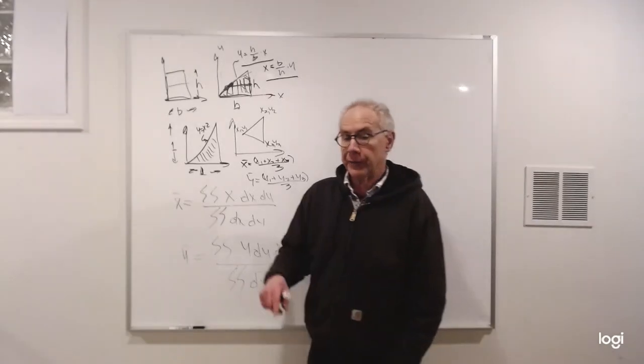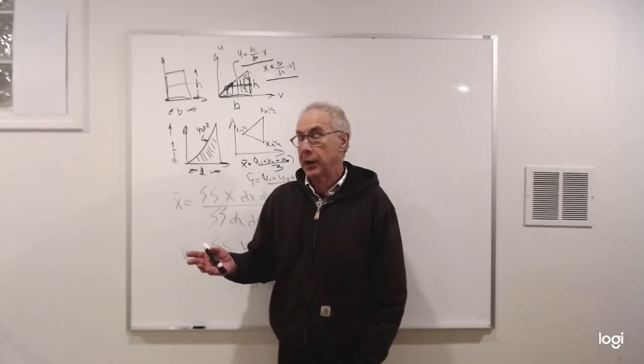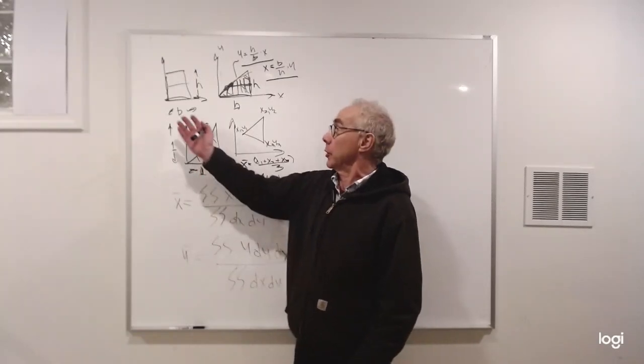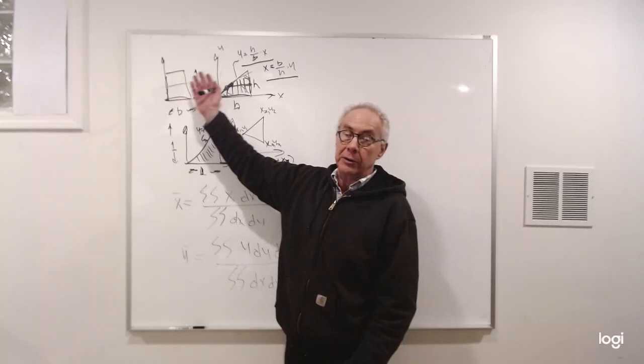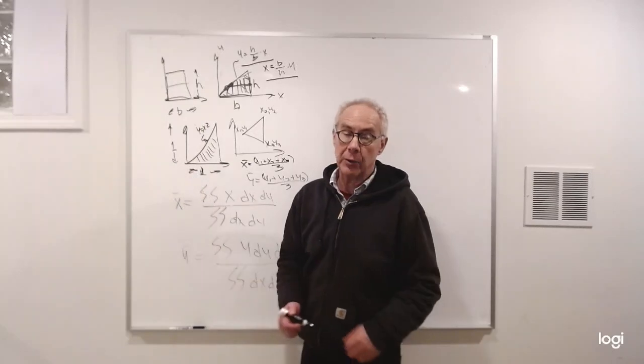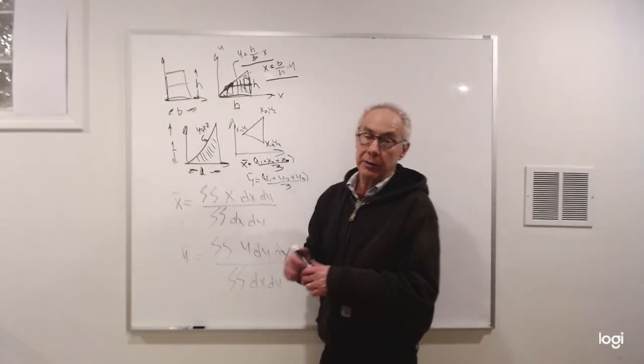All right, so now I want to evaluate a centroid for a third area. And that's this one. It's a little more complex than what we were looking at before. First we had a rectangle, then a triangle, and now we're going to do this one, where the upper limit of y is y equals x squared. This principle is the same as we did for the triangle.